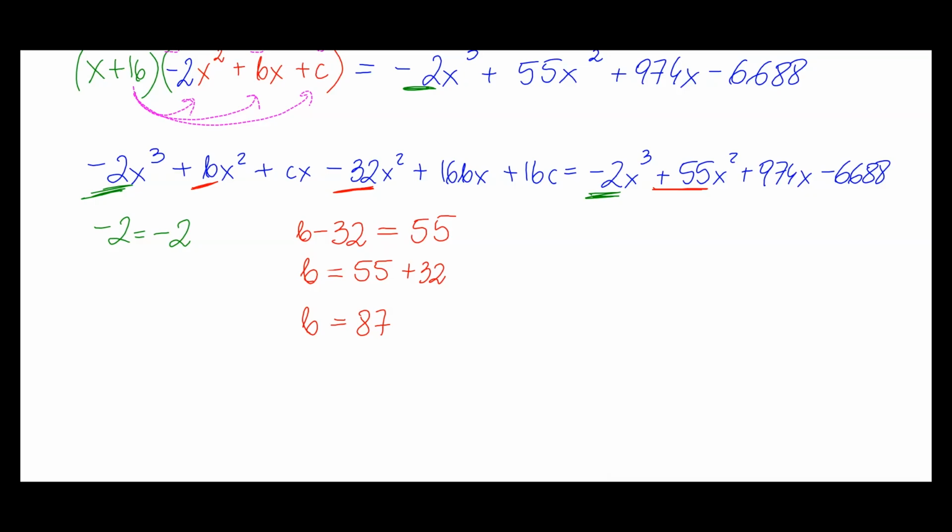So I can go straight away to look at c. Here I have 16c. Here I have minus 6688. So 16c will equal minus 6688, and to find the value of c, I divide both sides by 16. And again, we put that in the calculator and we get our value here. Sorry, I just needed to put that in the calculator: minus 418. So that's the value of c.